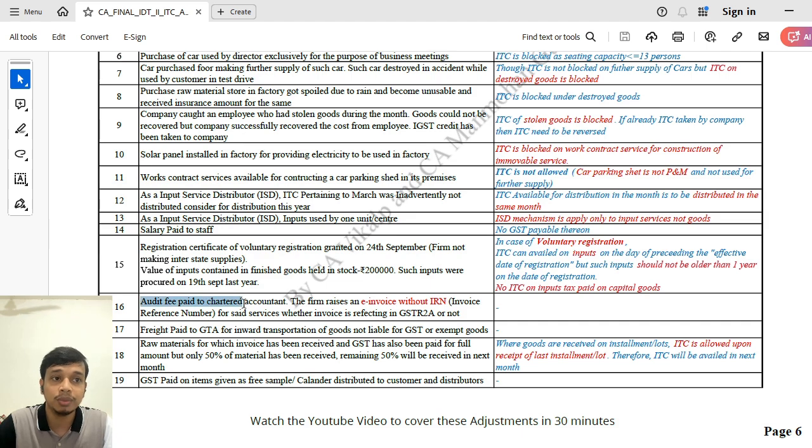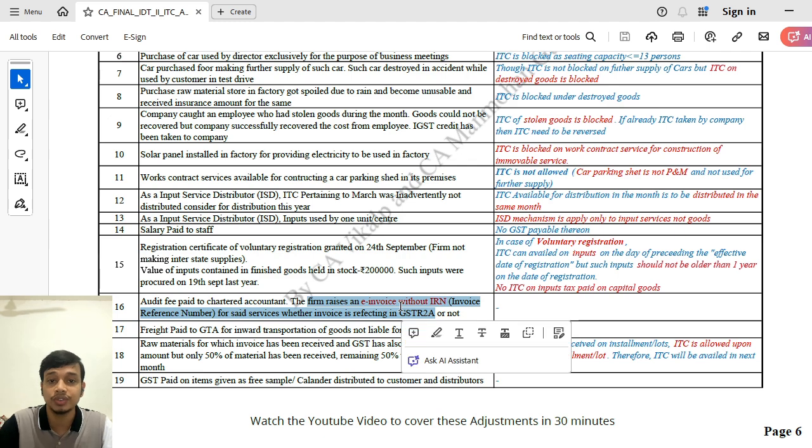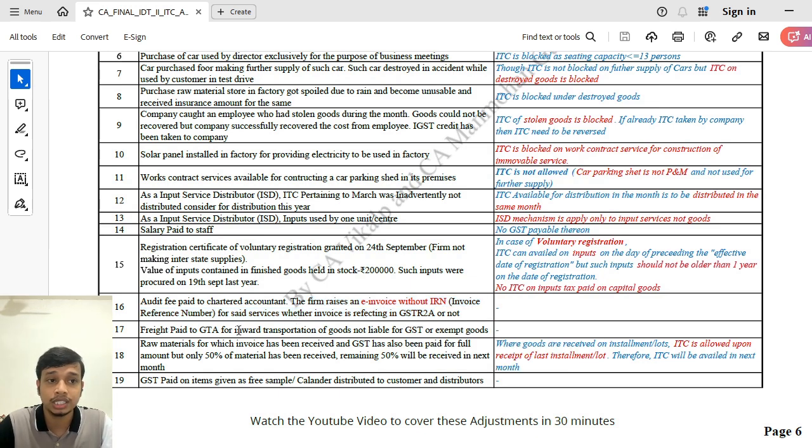because last 23rd September of last year से ITC मिल सकता है, हमें 19th September का ITC नहीं मिलेगा. Next, audit fee paid to the chartered accountant and firm raised e-invoice without IRN, and it is reflecting under GSTR 2A. Whether reflecting or not, if e-invoice has been raised, then IRN number need to be raised with e-invoice. If IRN number is not raised, then no ITC available against such invoice.